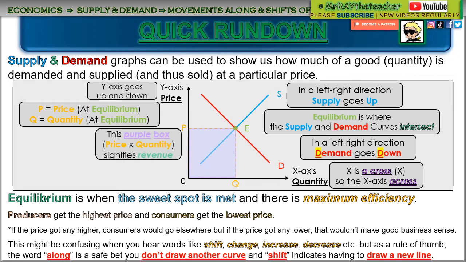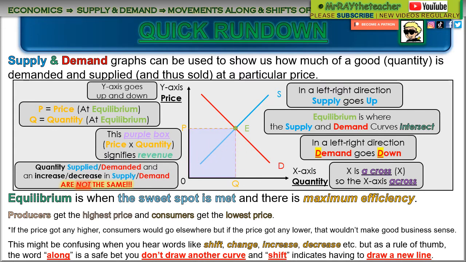This purple box is price times quantity. So it's basically like a square, you know? So you have this times that. So the area of a square, rectangle, quadrilateral shape. That signifies your revenue, your money coming in or generated for the business.